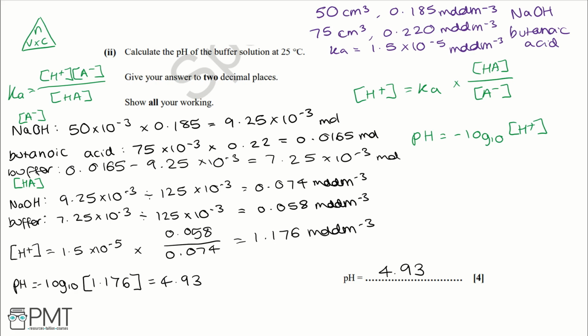To get the 4 marks for this question, you get a mark for working out the moles of sodium hydroxide, a mark for working out the moles of the buffer solution, a mark for working out the concentration of H plus, and a mark for working out pH correctly, so 4.93.